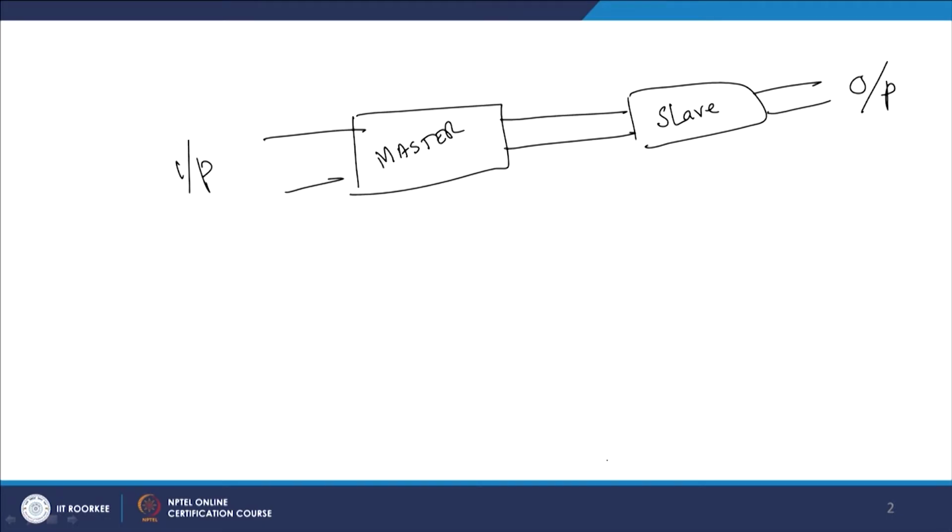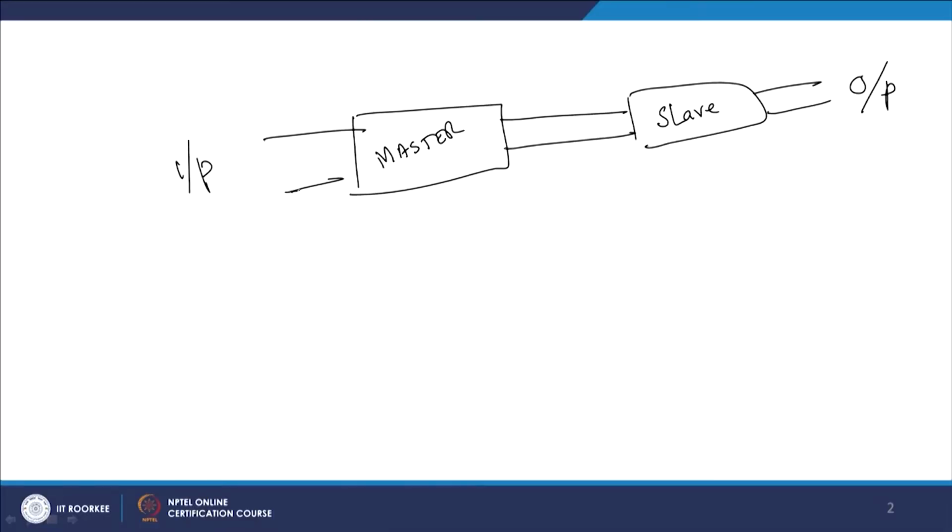Now, the problem in the previous concept was that the data should be stable till at least the setup time of the register, which means that sometime before the rising edge of the clock your data has to be stable, and after the rising edge of the clock it also has to be stable for some duration of time for proper evaluation. So, that sets the limit on the frequency. So, what we try to do here is something like this.